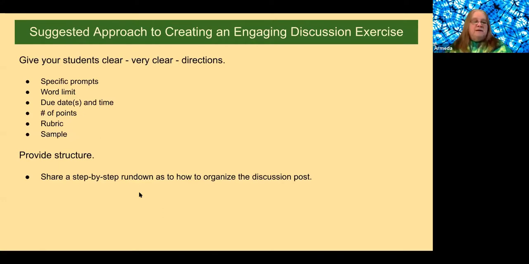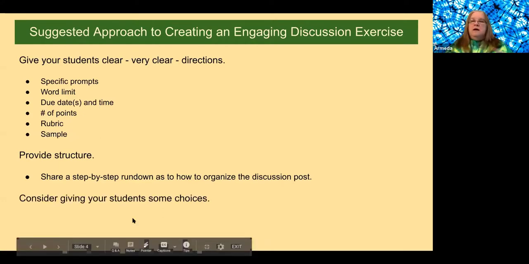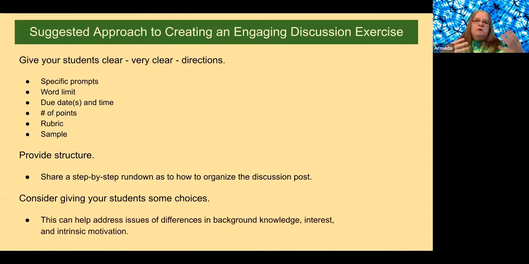And then consider giving your students some choices. Why do this? Well, it can help with differences in knowledge, differences in interest, intrinsic motivation. For example, right now in one of my classes, students are reading a chapter on culture shock. I came up with 2 really good TED Talks that talk about the concept of culture shock, firsthand culture shock, from 2 very different perspectives. One of the prompts is to watch both of the videos, and then the students choose one to do the discussion post on. So there's a little bit of ownership, there's some choice, so it's a structured choice approach. That's not an oxymoron, but it's a structured choice situation.